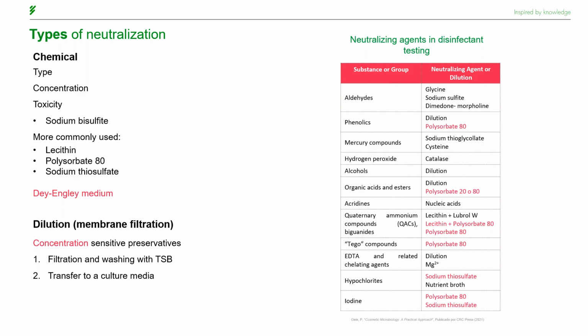For this, bacteria are isolated on the filter and then washed free of preservatives. The surviving bacteria are then transferred to the culture medium. It has been suggested to wash the membrane with nutrient broth and then transfer it to the surface of a plate to count the surviving colonies.